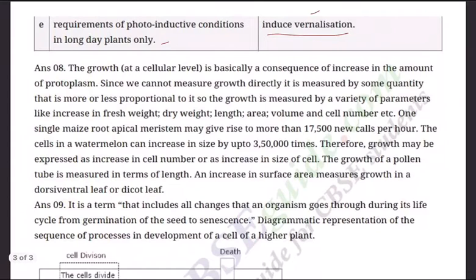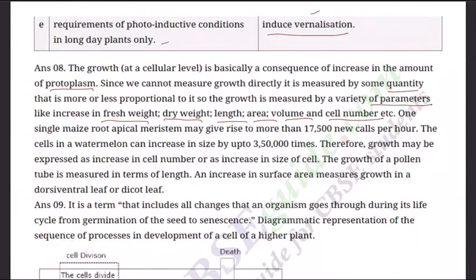Question 8. The growth is basically a consequence of increase in the amount of protoplasm. Since we cannot measure growth directly, it is measured by some quantity that is more or less proportional to it. So the growth is measured by a variety of parameters like increase in fresh weight, dry weight, length, area, volume and cell numbers.